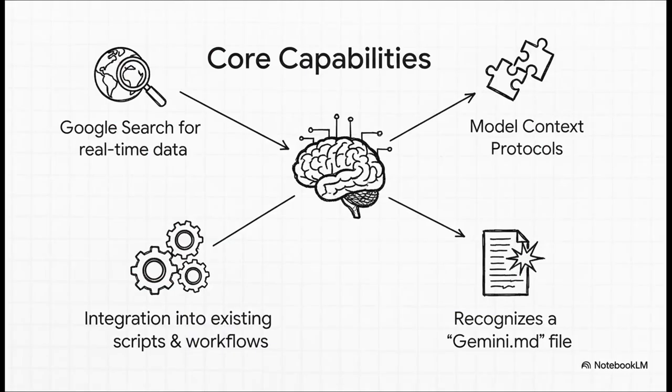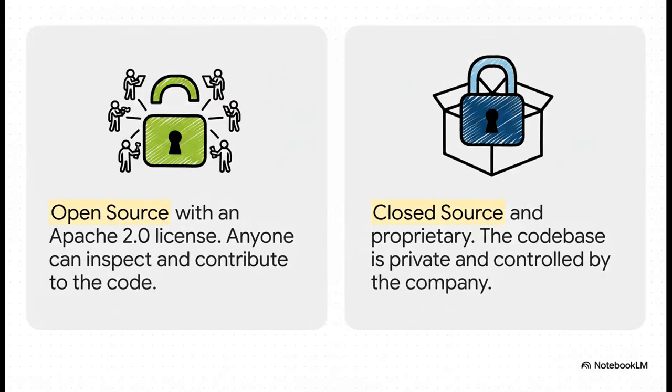But it's not just about having a big memory. It's about being smart. Gemini CLI connects its prompts to Google Search. This is a huge advantage. It means the AI isn't stuck with old, outdated information. It can pull in the absolute latest documentation, the newest library updates, all in real time. Plus, it's super flexible. You can give it project-specific instructions using a special Gemini.md file, which is a really nice touch.